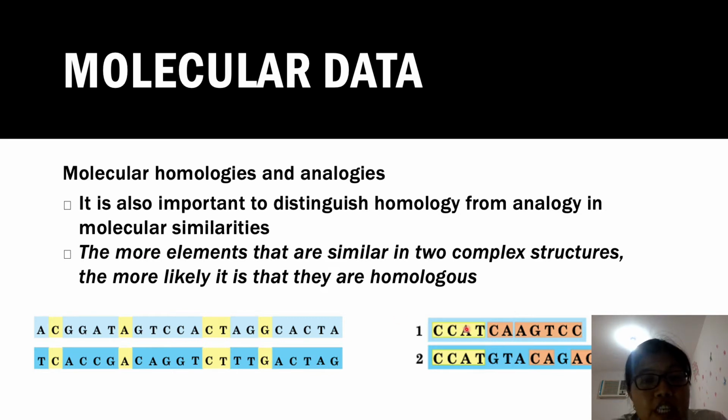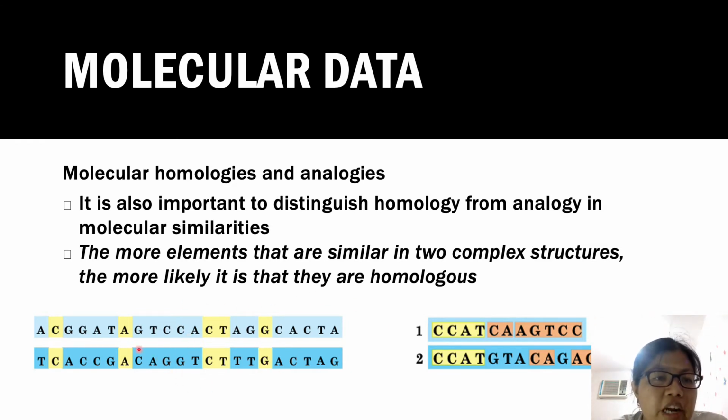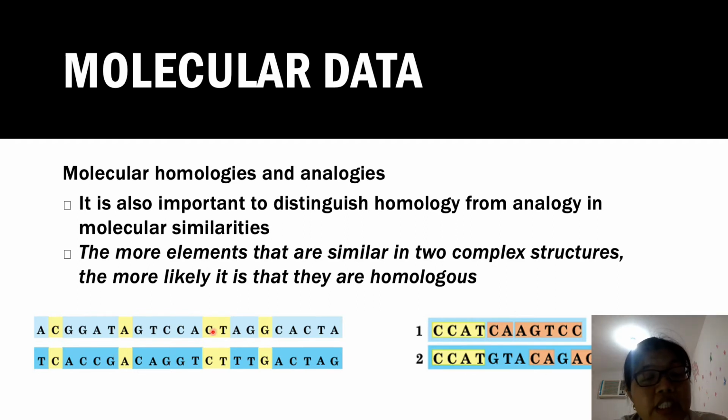So as you can see here, the more similarities they have, the more evident that it is homologous. So from these two, we can say that similarity between these 5 sequences here in these 2 DNA is due to analogy. And here, you can say that this is homology.